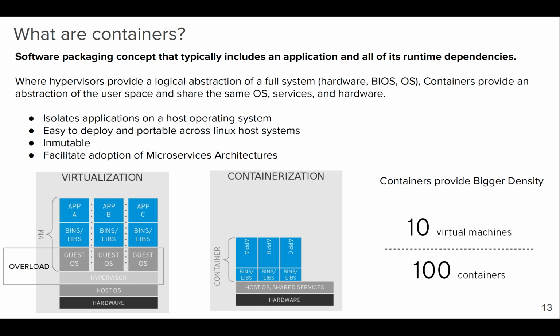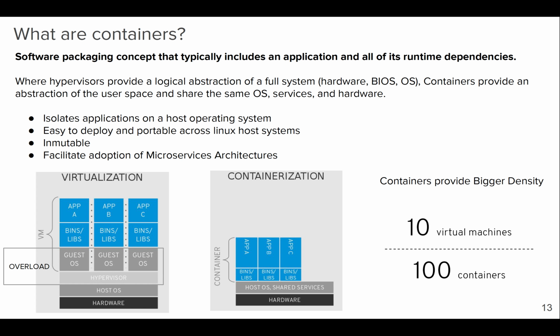Okay, so in virtualization, what happens is that you have a host OS, you have a hypervisor, and this hypervisor provisions the underlying compute capacity across virtual guest OSs. But these guest OSs are full-fledged operating systems on their own, and then they have their own individual bins and libraries, and then the application runs on these individual virtual machines.